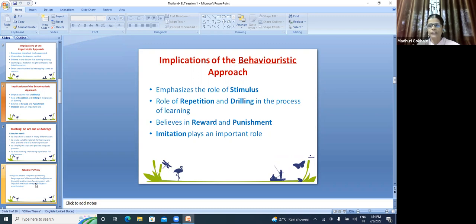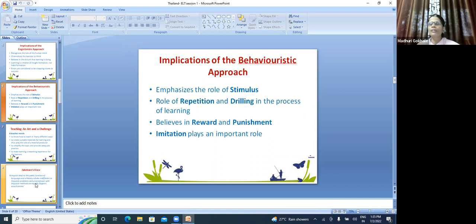Clear? Every time he gave food to the dog, the master rang the bell. Time came when the master only rang the bell, did not give any food, but still there was salivation. Okay. This is how, if something becomes a part of our habit formation, we learn. That is what behaviorists have to say.